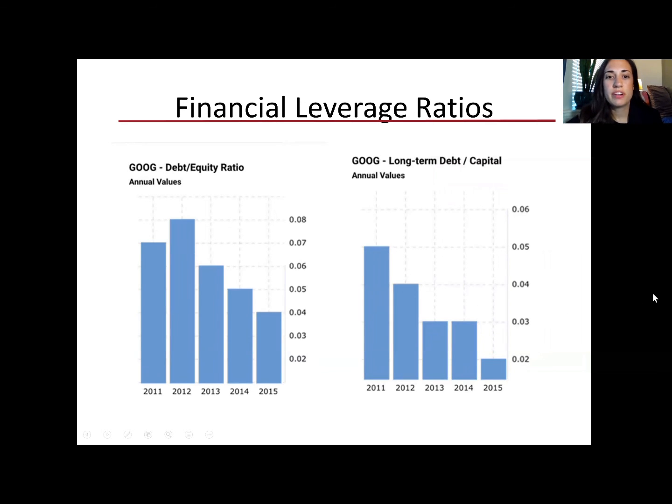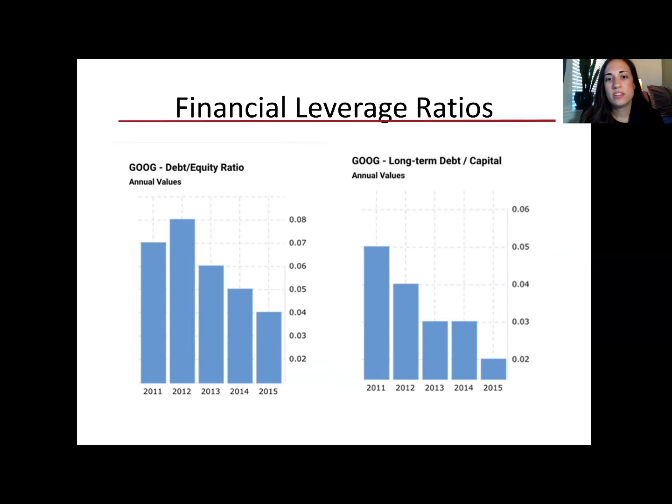For financial leverage ratios, they measure the overall debt load of a company and compare it to the assets or equity. The debt to equity ratio of 1 would mean that the investors and creditors have an equal stake in the business assets. A lower debt to equity ratio usually implies a more financially stable business, which we have here.